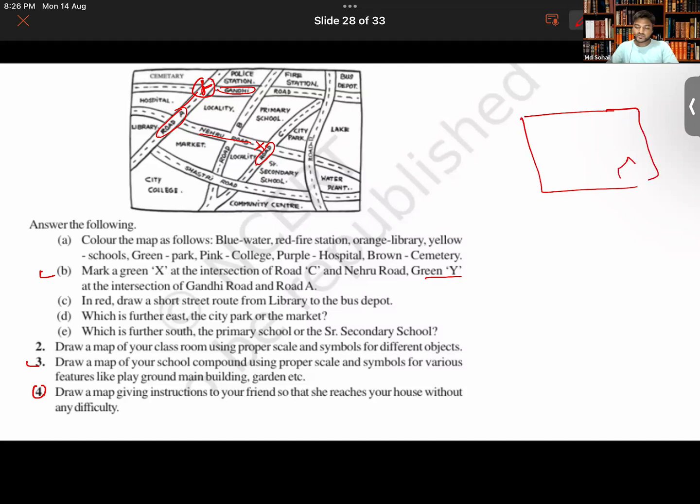Good. Here are your houses. Let's say your friend lives here, right? So the direction you have to basically make, and in the path, what are the buildings and what are the structures that follow there. Getting it?